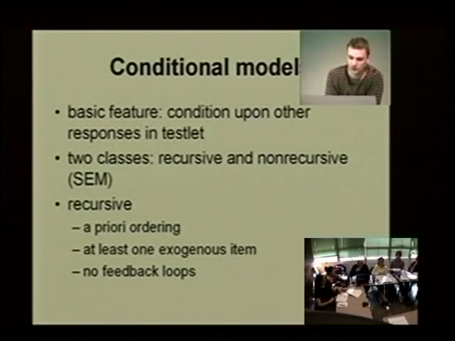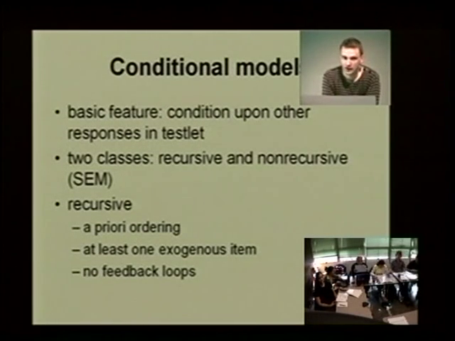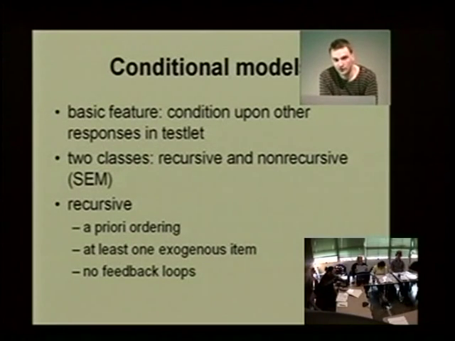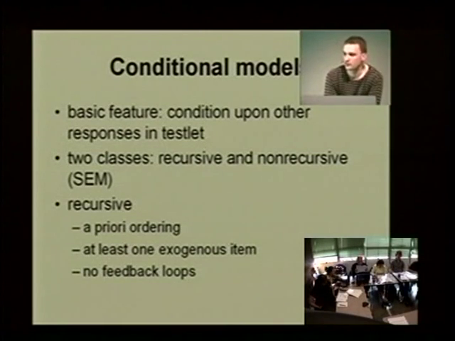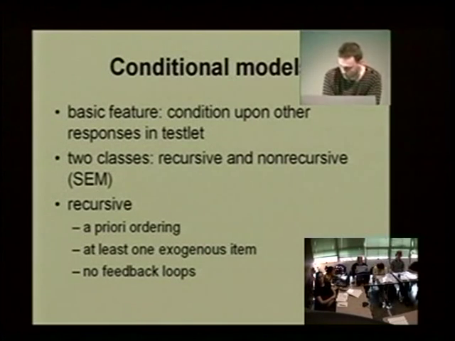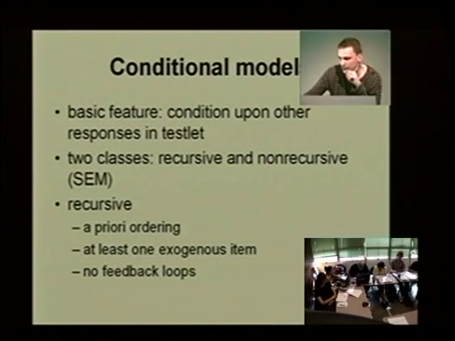Another type of model is what I call conditional models, and the basic feature of these conditional models is that in order to find the probability of a certain response on an item, you condition on the responses of several other items. So you condition upon the other responses in a testlet. And there are 2 main classes of conditional models, the so-called recursive and non-recursive ones, and this is terminology that has been borrowed from structural equation modeling.